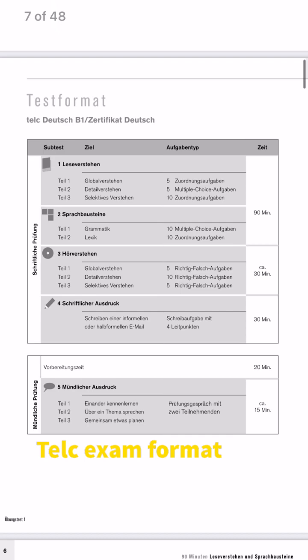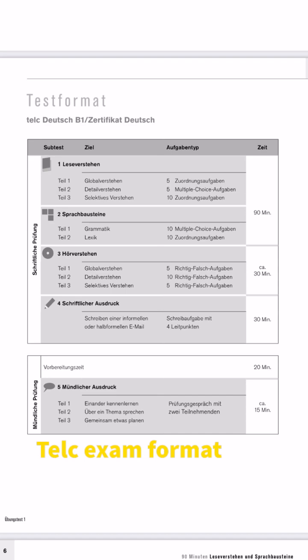So let's start with the Telc Prüfung format, where the first thing is Lesen Verstehen. In Lesen Verstehen, including Sprachbaustein, we have in total 90 minutes. But we divide this time as 60 minutes for Lesen Verstehen and 30 minutes for Sprachbaustein. Here, the first thing to note down is you have only 3 texts or 3 sections to solve in Lesen Verstehen in 60 minutes. And for Sprachbaustein, you get another 30 minutes to solve.